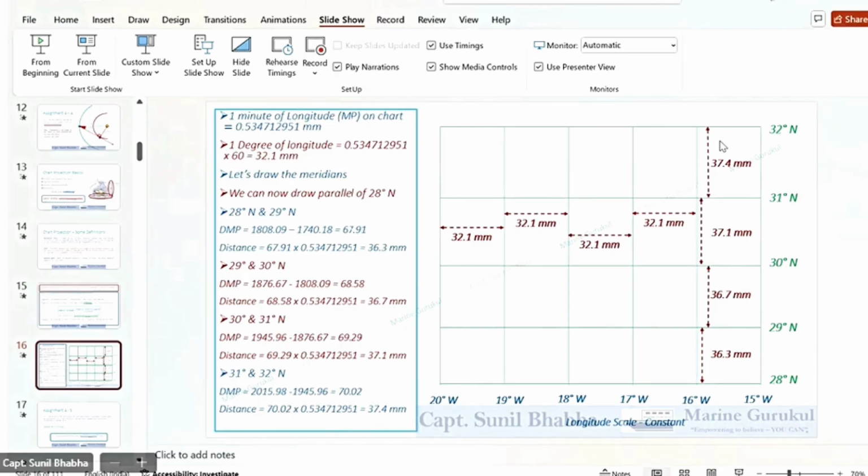So if the reference latitude is not given in the question, we have to take the mean latitude of the given latitudes, right? Yeah, you can take the mean latitude of the limits given. Okay, great. So shall we close this out?